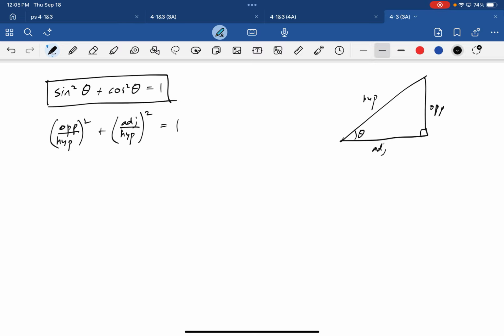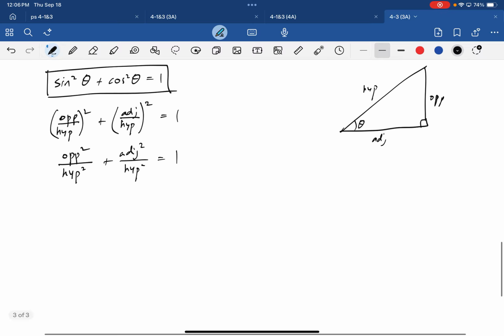No, you're not allowed to square root this, right? What you do is, this is just opposite squared over hypotenuse squared plus adjacent squared over hypotenuse squared equals 1. And then you multiply both sides by hypotenuse squared. If you multiply both sides by hypotenuse squared, then you have the Pythagorean theorem. Okay? And so this is how we prove this Pythagorean identity.